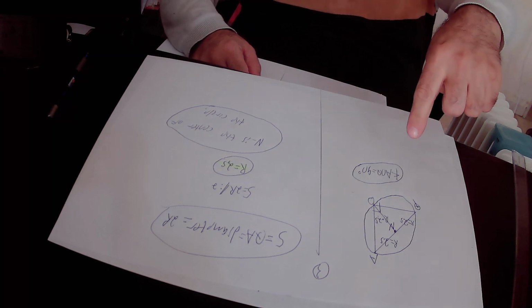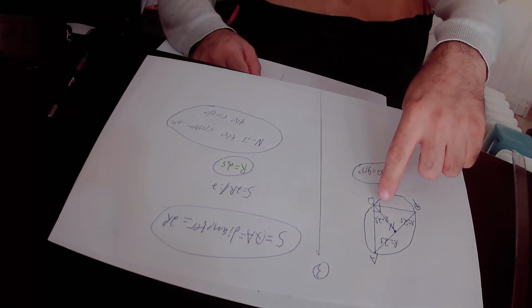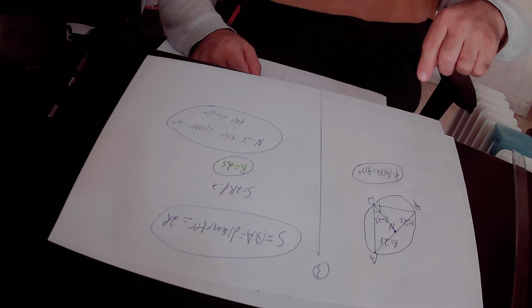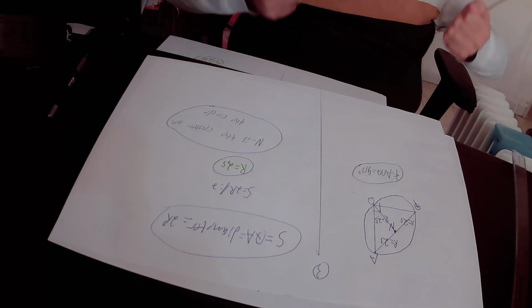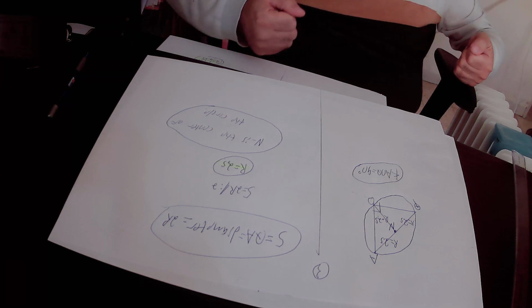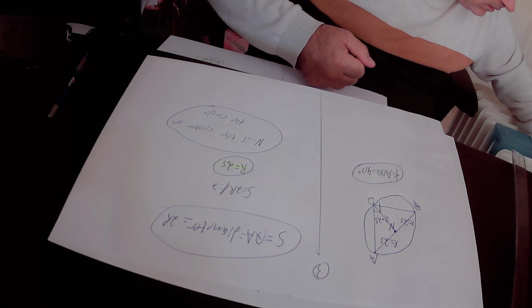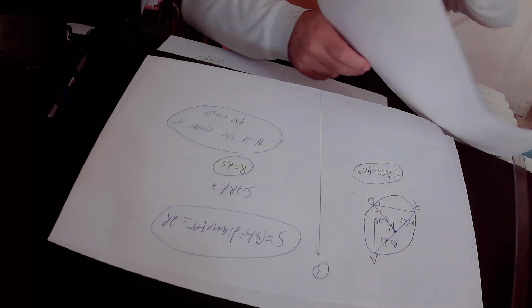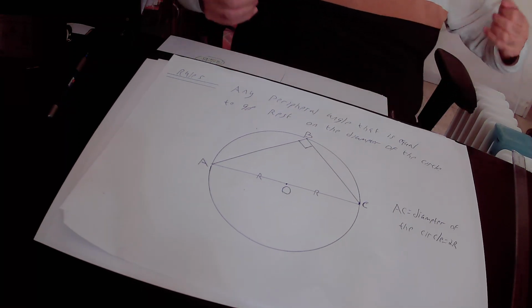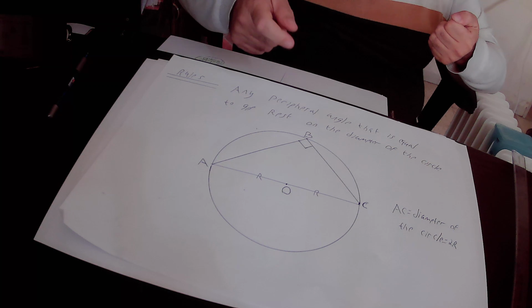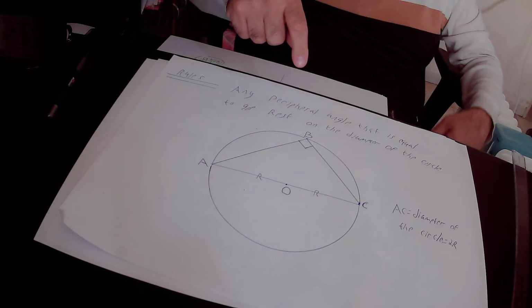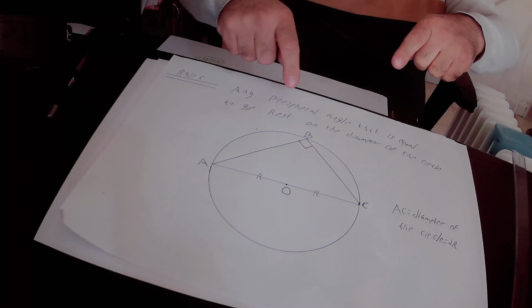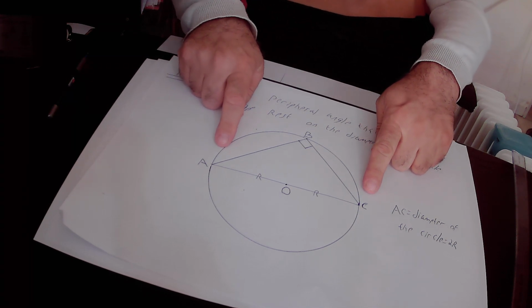In this circle, we have peripheral angle AOQ that is equal to 90 degrees. And we have rule number 5 that states that any peripheral angle that is equal to 90 degrees must rest on the diameter of the circle. Here, peripheral angle ABC equals 90 degrees. Therefore, peripheral angle ABC rests on AC, that is the diameter of the circle.